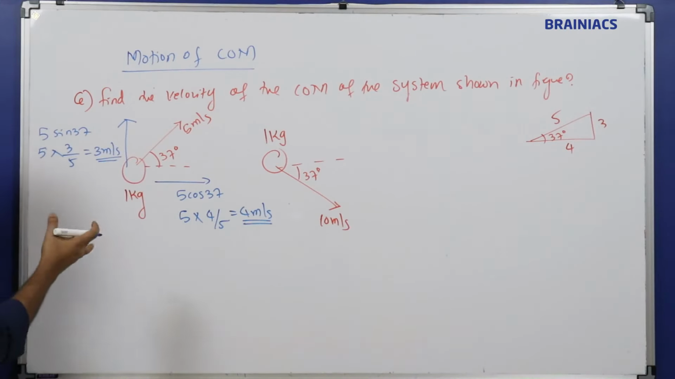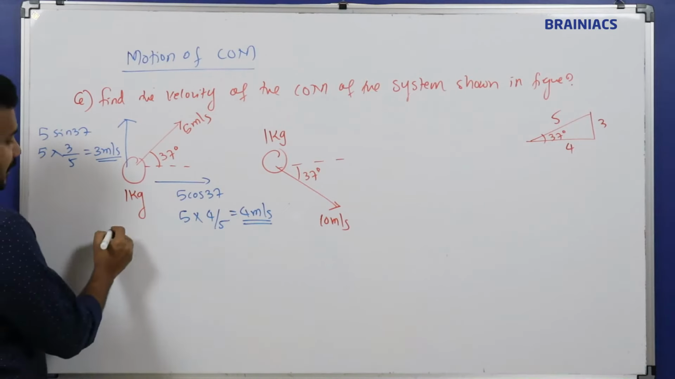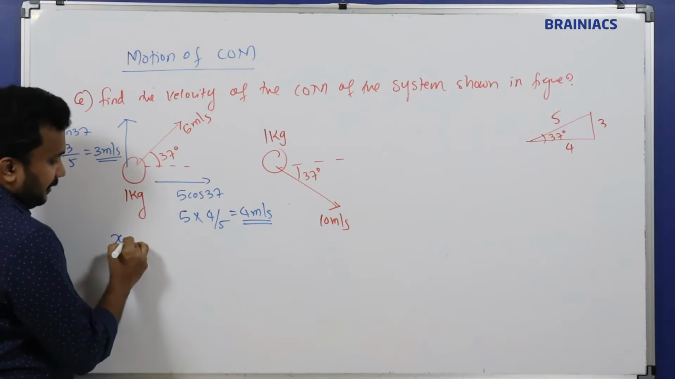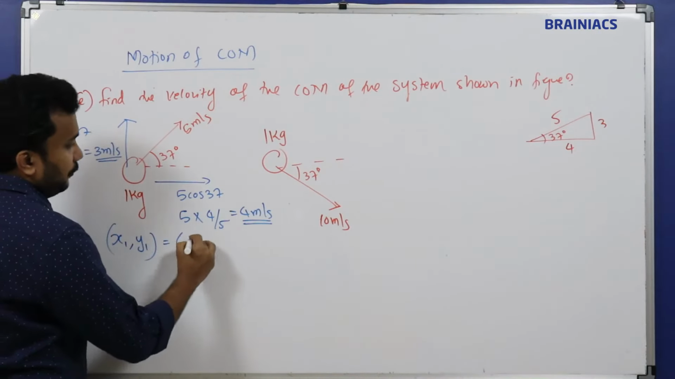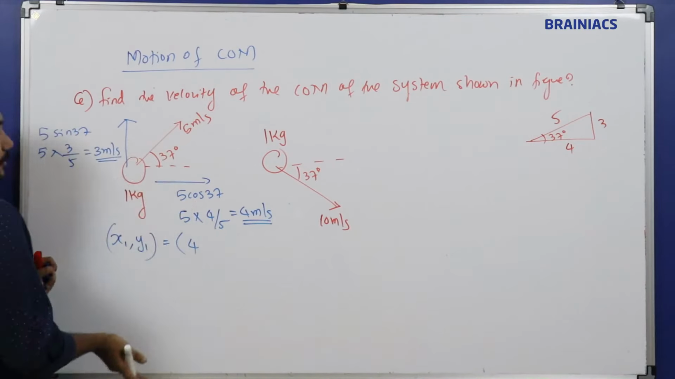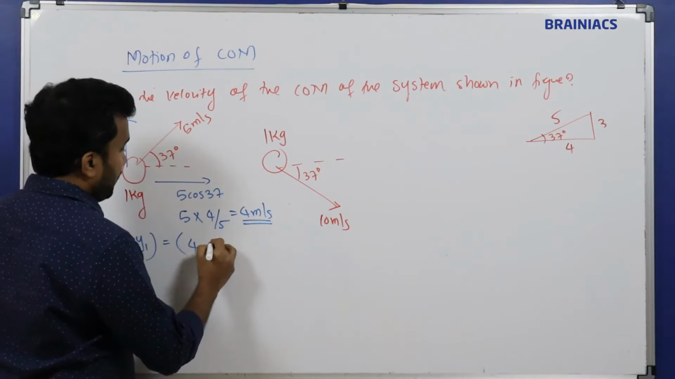Now the first body's x component and y component. Let me write x1 comma y1 is equal to, x1 is what? 4, because to the right and upward is positive, so 4 comma 3.